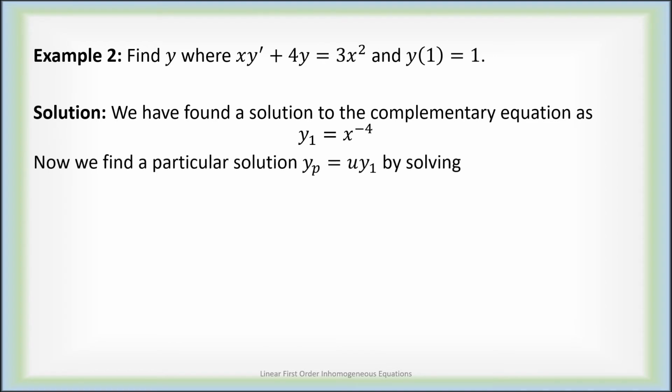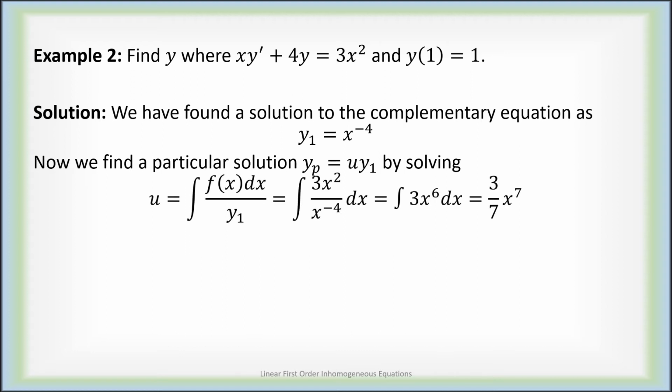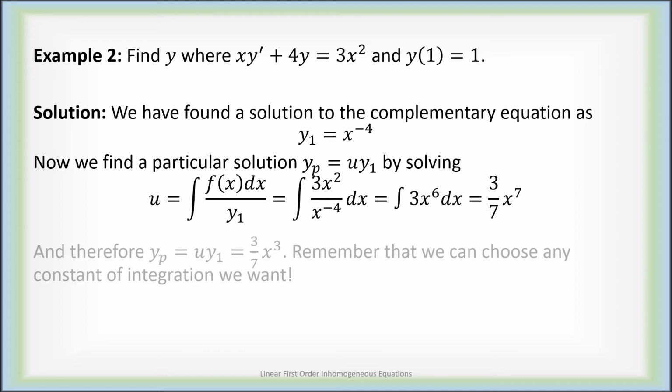So we found that solution to the complementary equation, and now we move on to finding one particular solution to the inhomogeneous equation we began with by solving for this unknown function u. Now u has to be an antiderivative of f of x over y1. The forcing function f of x is 3x squared. The single solution to the complementary equation, y1, was x to the minus 4th. And now we have u must be an antiderivative of 3x to the 6th, which is not very difficult to find, 3/7 x to the 7th.